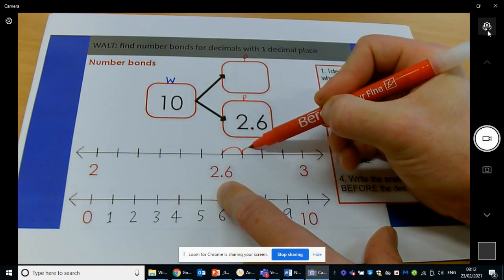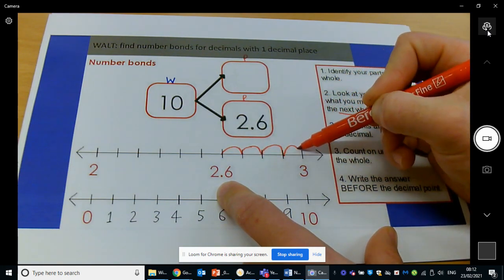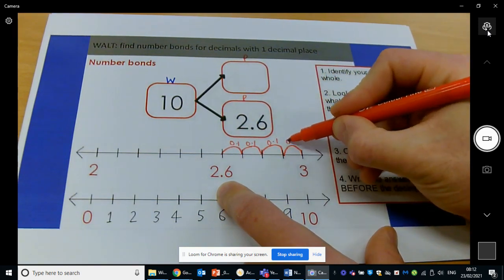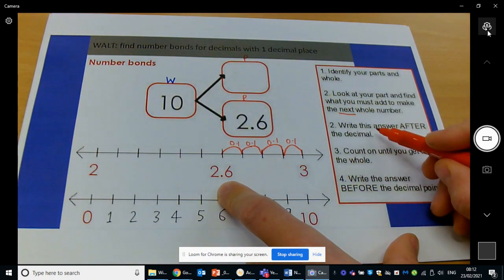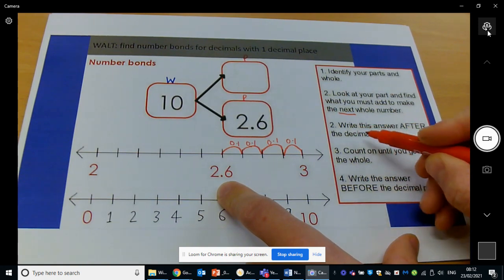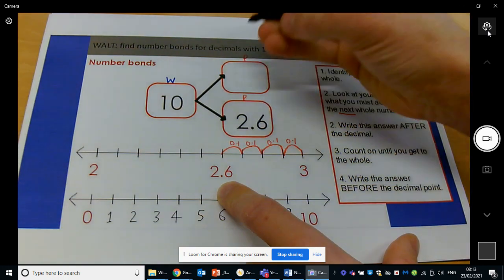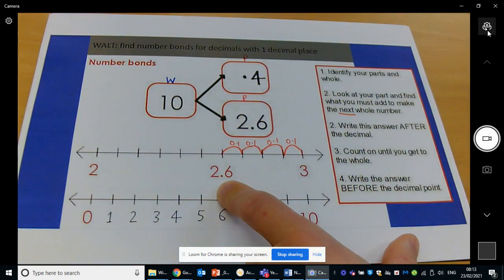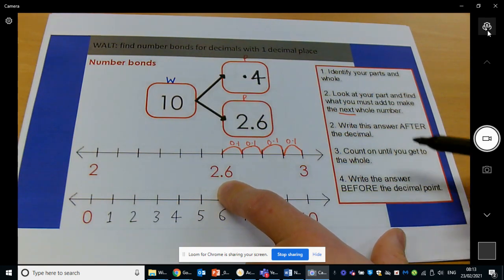So 0.1, 0.2, 0.3, 0.4. So it's 0.4 to get from 2.6 to 3. Write this answer after the decimal. So we're going to put our decimal point, and we're going to put the 0.4 on there. We don't need to write the 0, that's going to come later on. So we're leaving that blank, it does say after the decimal.